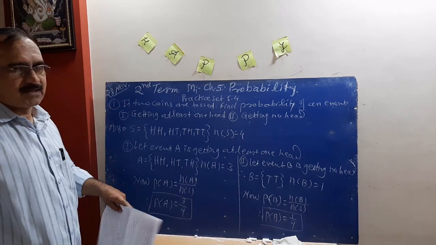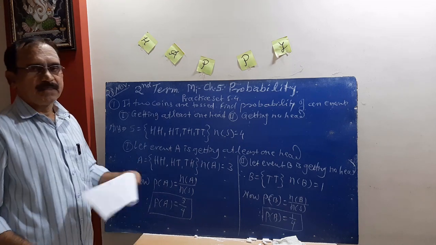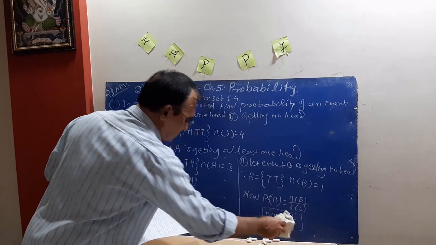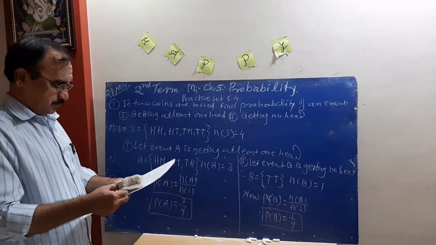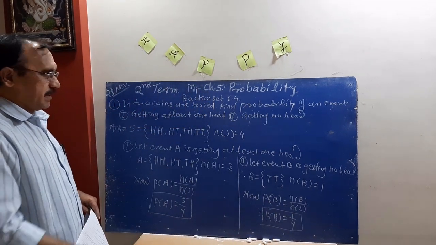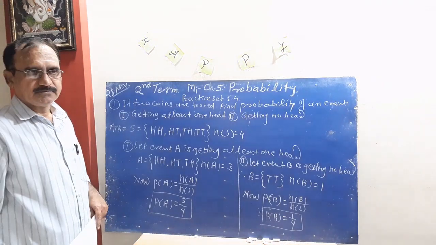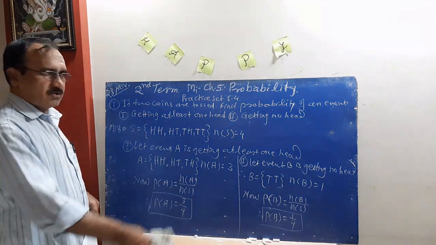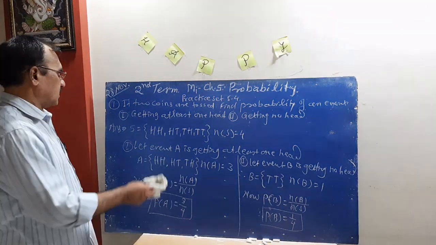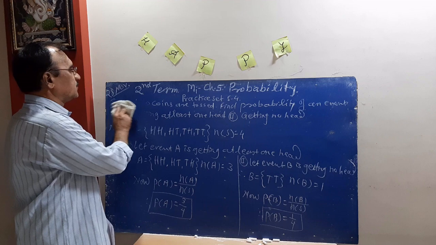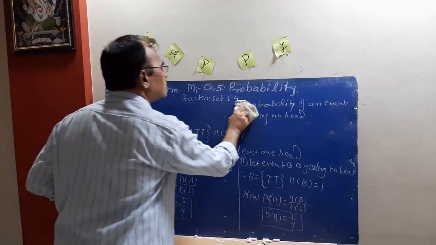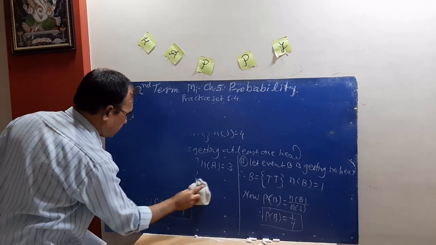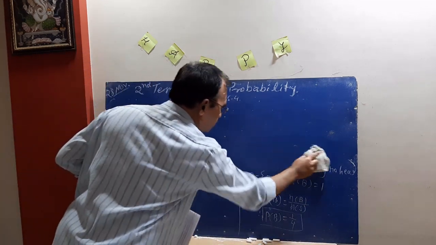This is the first example. See how easy it is. So many easy examples from this chapter, probability. Any problem in this example? All these examples are very easy. Now we are going to see the next one. See the third example from our textbook.